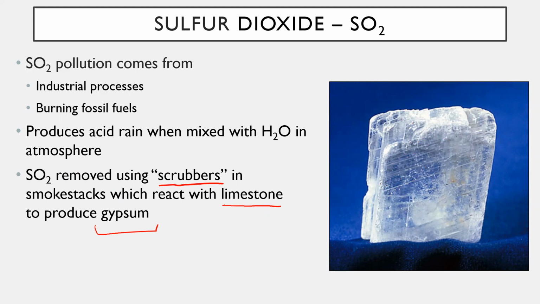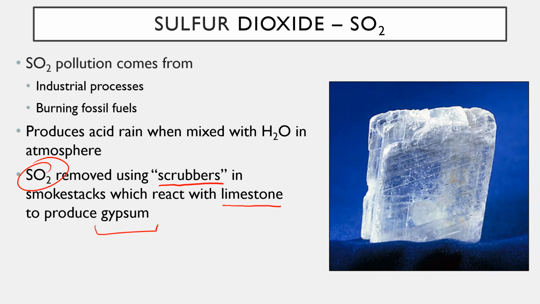But another use for gypsum is actually in industrial processes like making chalk. You can also use it to make things like drywall. Sometimes they even use it to make plaster, right? So gypsum can actually be used in many situations. So what I'm saying here is this is an instance of taking a pollutant like SO2 and actually using it for a good thing, right?